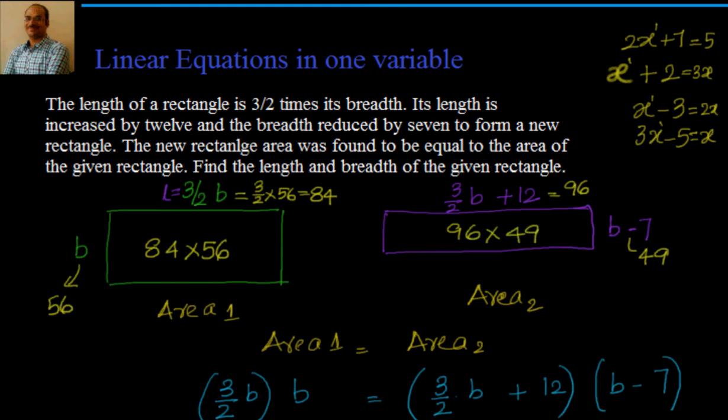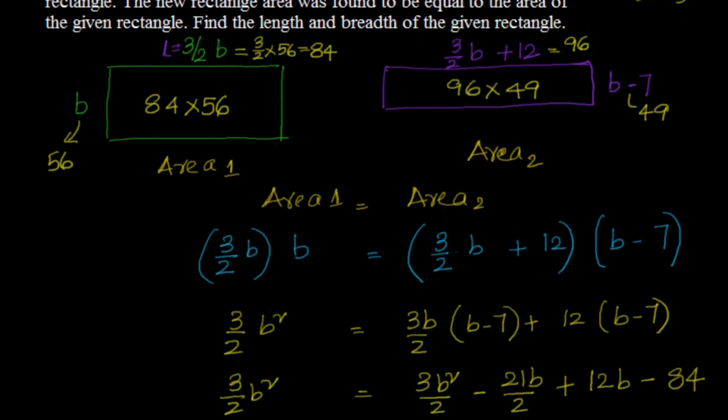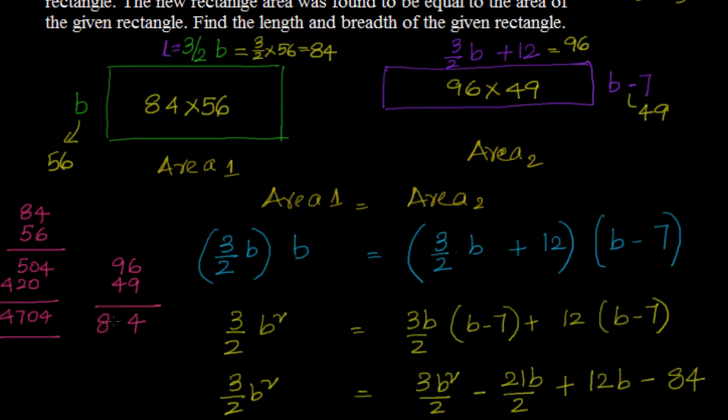So let's cross check that. Okay, here we go. 84 into 56. You do that, you will get 504 and you will get 420. So just add them, you will get 4704. Now let's look at the next one. 96 into 49. 9 6s are 54. 9 9s 81 plus 5 is 86. 4 6s are 24, 4 9s are 36, plus 2 is 38, so you just add them again. You will get 4704. So your answer is correct.